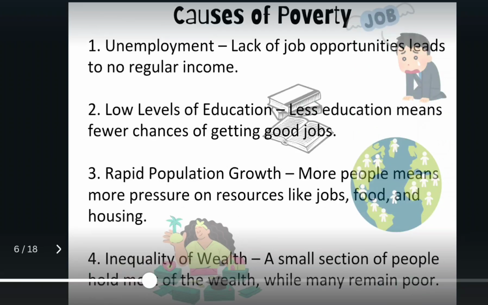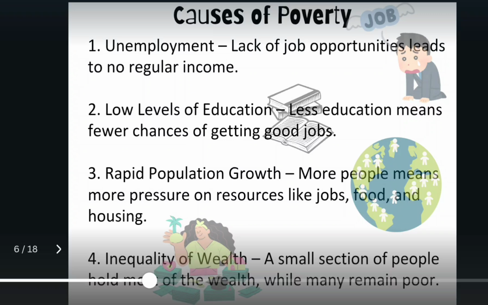Now, what are the causes of poverty? First, unemployment. So, lack of job opportunities often leads to no regular income. Second, low levels of education. So, less education means fewer chances of getting good jobs. So, in case some person is having a family income, but then going beyond, if the person does not work or is unemployed, with a low level of education, this might eventually lead to poverty.